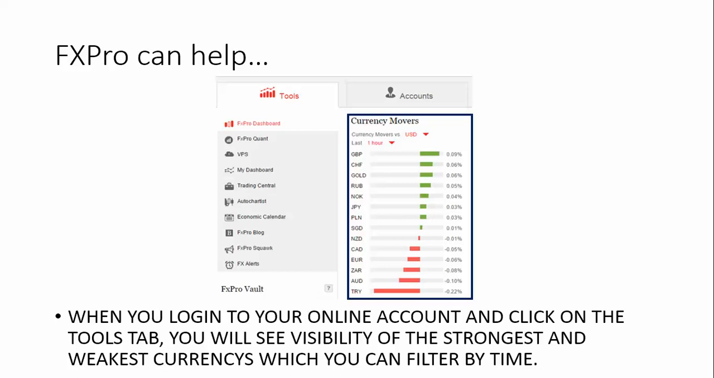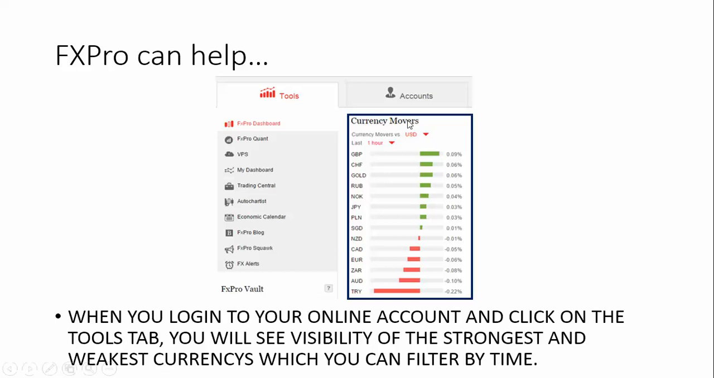So when you log into your online platform and click on Tools, the first thing that you will see is this little box here, Currency Movers, and this will show you the relative strength or weakness of the various currency pairs out there against the US dollar or against the pound or against the Swiss franc.